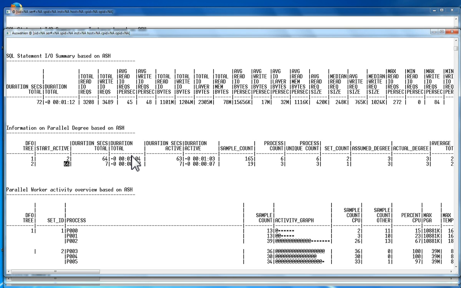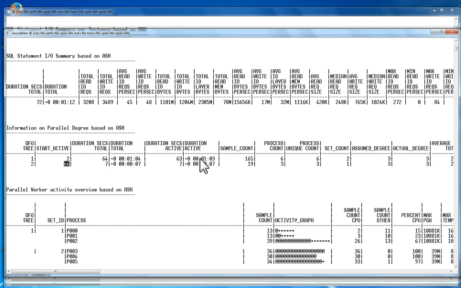Then you get an information about how long was this DFO tree active, which means from this first time it was found, what was the last sample that could be related to this DFO tree. So the last sample for this first DFO tree in this case was found after 1 minute and 4 seconds, after 64 seconds. And again, likewise to the previous examples, you also get an information within this 64 seconds how many seconds was this DFO tree actually active.